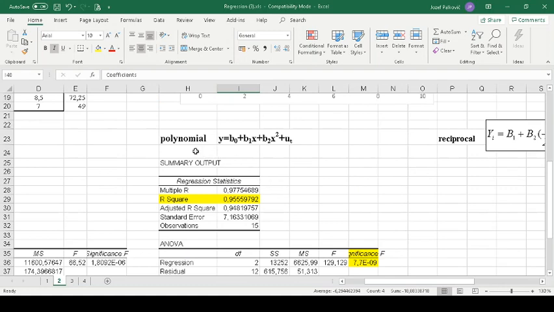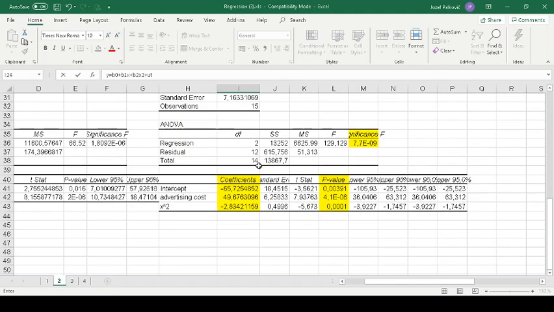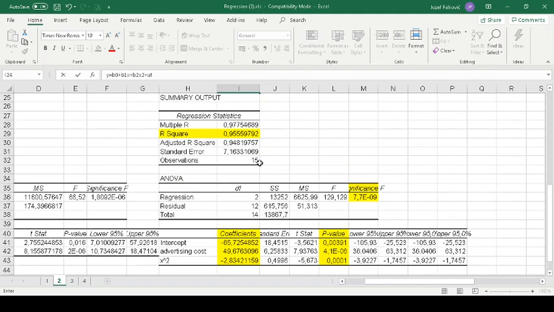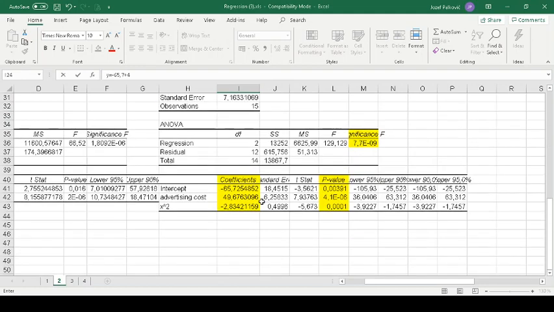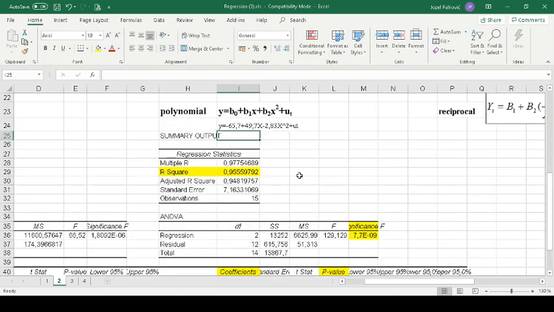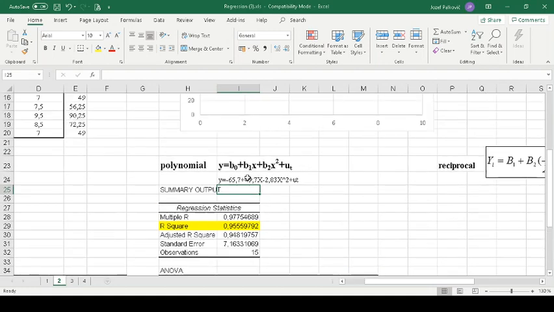So actually we estimated the polynomial function in the form: dependent variable is equal to minus 65.7 plus 49.7 multiplied by advertising costs x minus 2.83 x squared plus some kind of random error to make it correct from a theoretical point of view. So here it is. That's the estimated regression function.